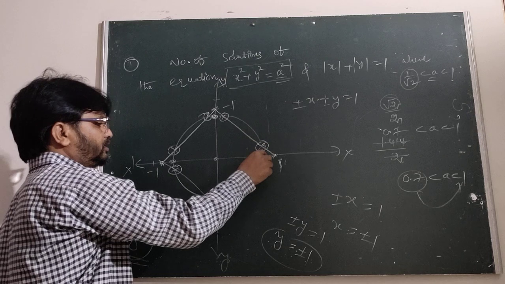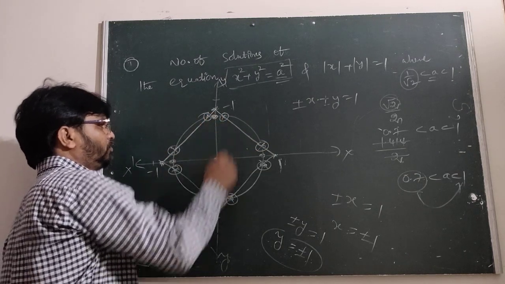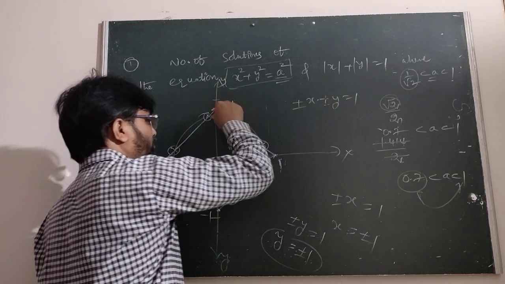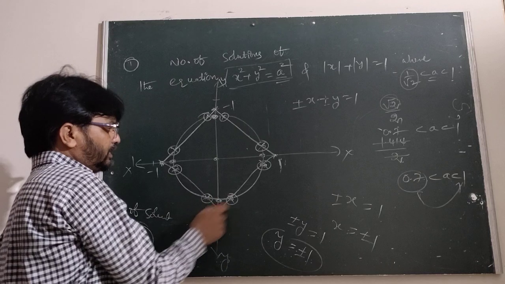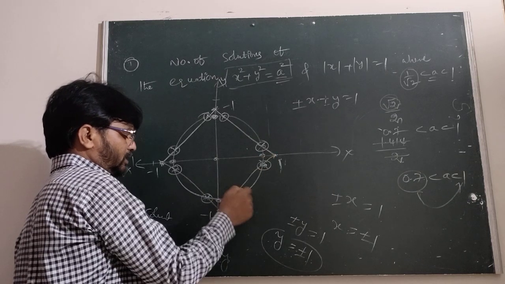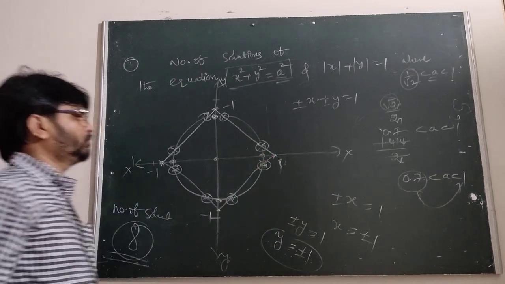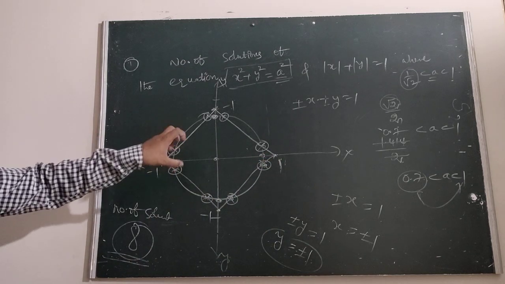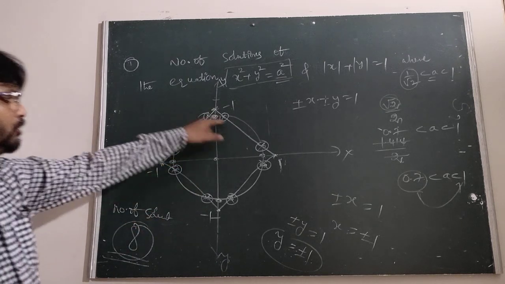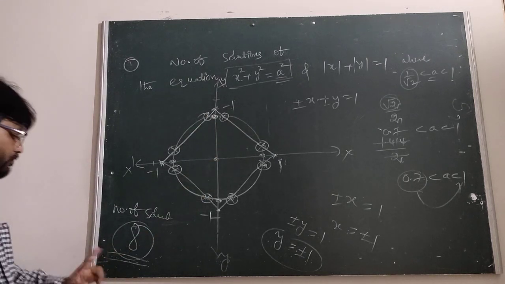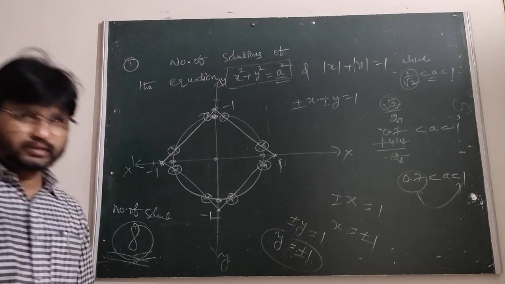Now we take this is a, this is minus a, this is a, this is minus a. Therefore the line x plus y equal to 1 is in this place, minus x plus y is this one, minus x minus y is this one. Here x is positive and y is negative, so x minus y equal to 1. Therefore the line and the circle in each quadrant intersect at two distinct points. Therefore, the number of solutions in this case is 8.